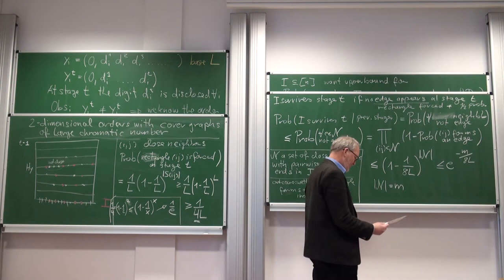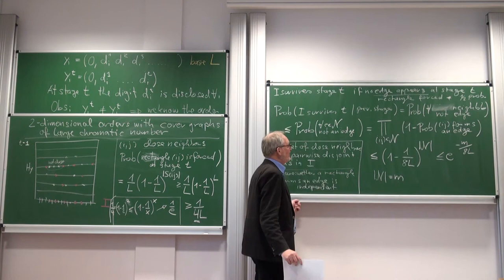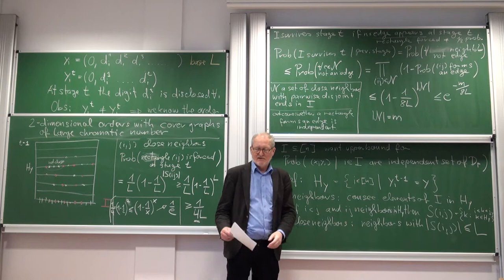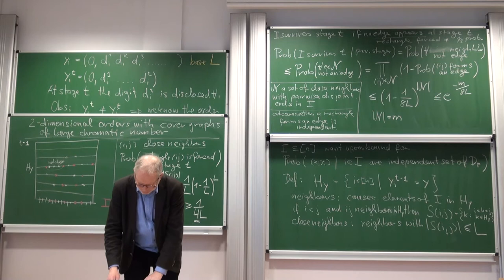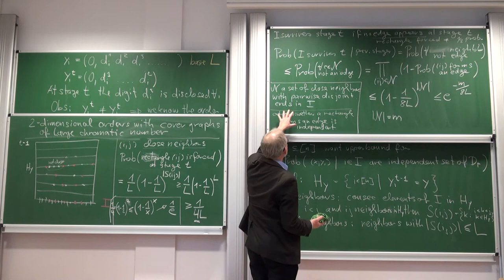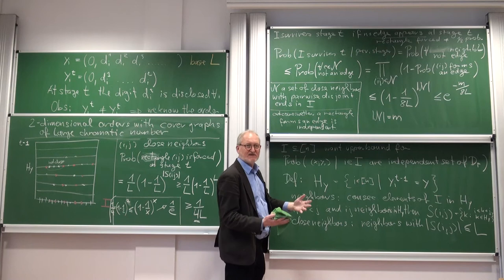Now, the next question we are going to address is how big can we choose M? So we want to choose a set of close neighbors with this property. So we have to estimate the numbers.